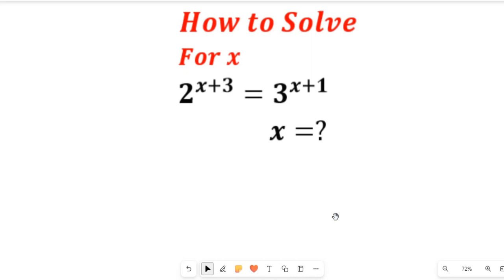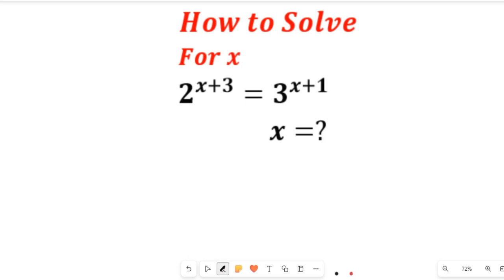In this video, you will learn how to use the law of indices in solving this nice exponential equation. We're asked to solve for the value of x. Now let's get started. To solve for the value of x, all we simply need to do is to seek the application of the laws of indices.